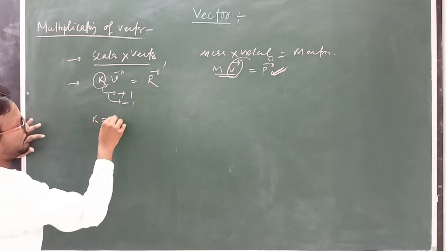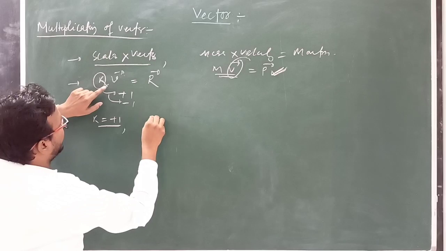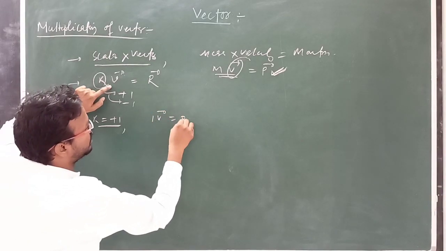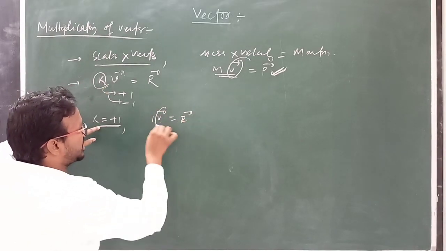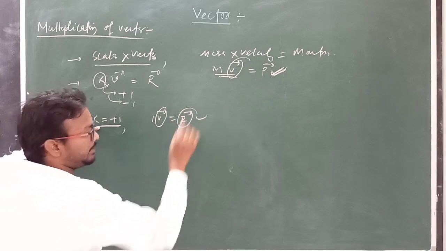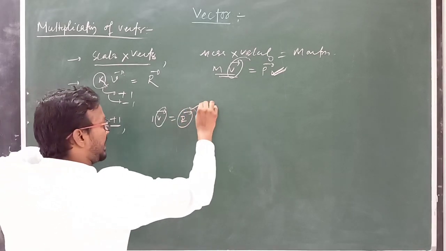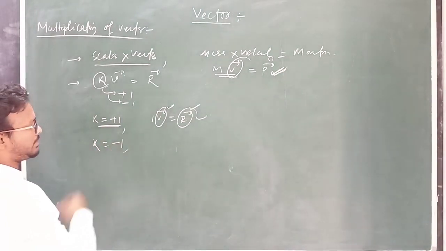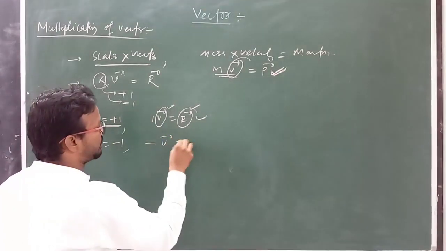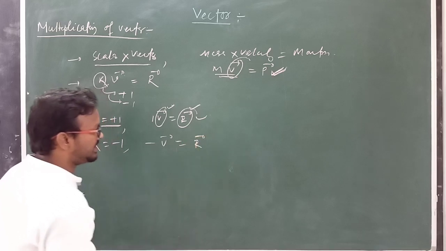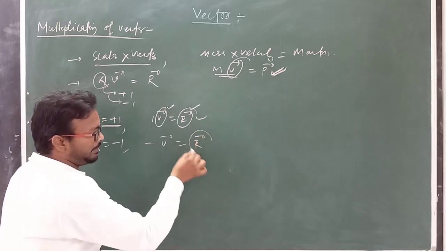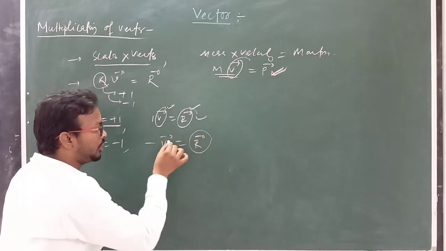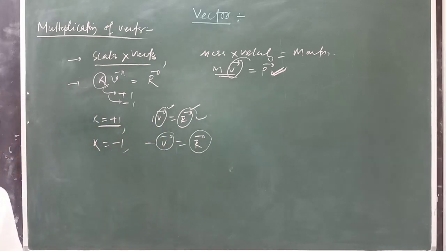Suppose here k equals +1. So at that time 1v is equal to r, means the direction of v is along the direction of r. Clear? Or the direction of r is along the direction of v. And if k equals -1, then at that time -v equals r vector, means the direction of the resultant vector r is opposite to the velocity vector. Clear? So this case we already discussed.